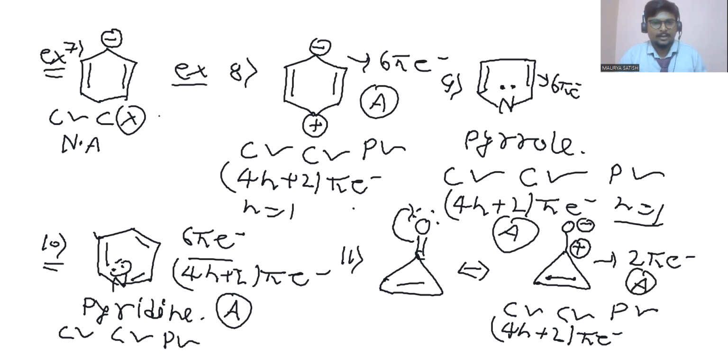It is aromatic. Clear everyone? Very easy? Yes, very easy. So let us see more examples. So example number, I think 10 or 11. Whatever it is. So if I'm taking this one, double bond.